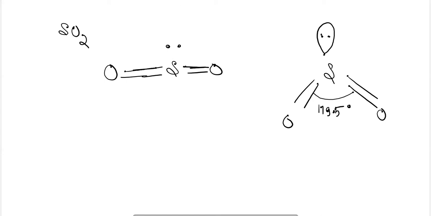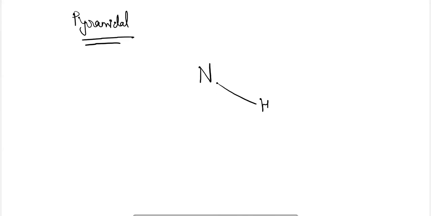Next are the molecules which have 4 electron pairs. In the 4 electron pairs, the first is the pyramidal structure. For pyramidal structure, NH3 is a very good example, where 3 hydrogen atoms are bonded with the central atom nitrogen, which possesses a lone pair. So here the structure becomes pyramidal, and the angle between the bonded hydrogen and nitrogen is only 107 degrees.